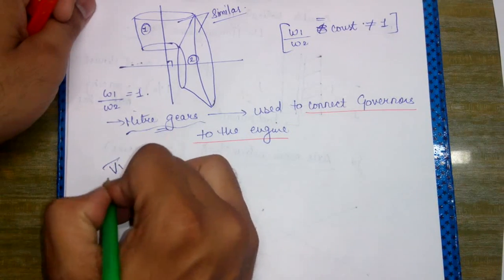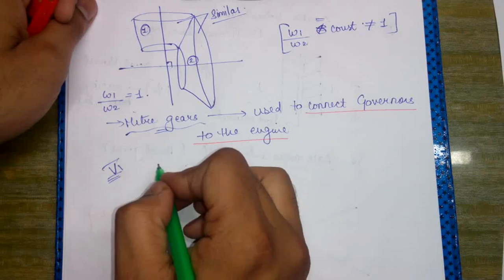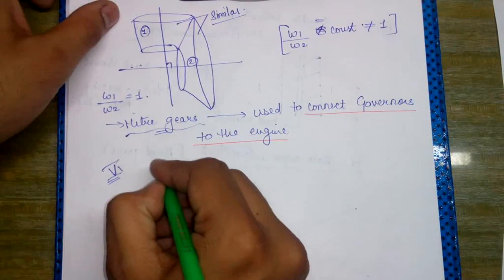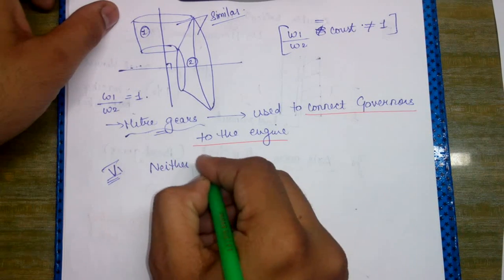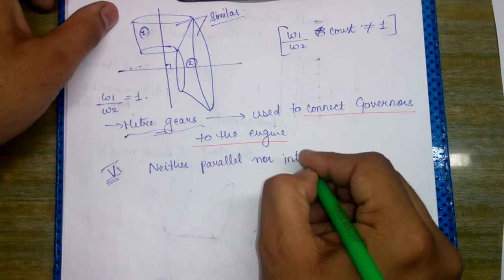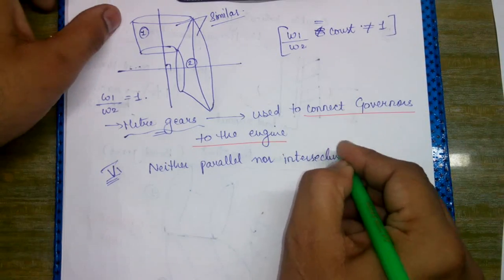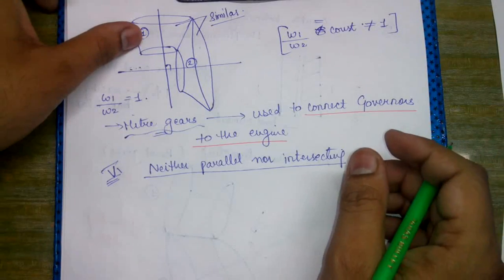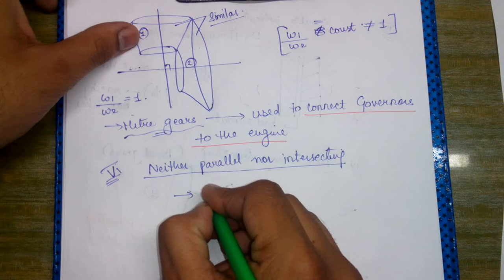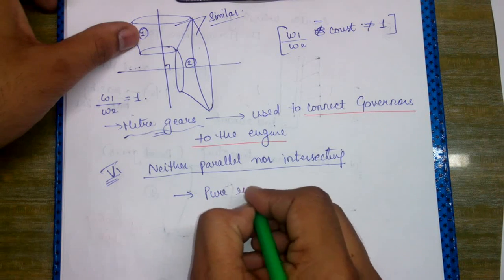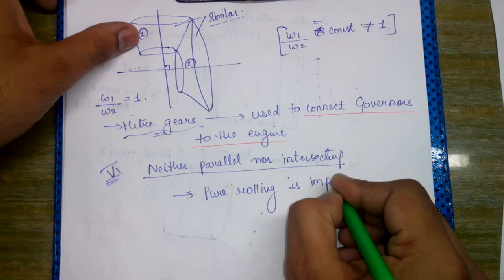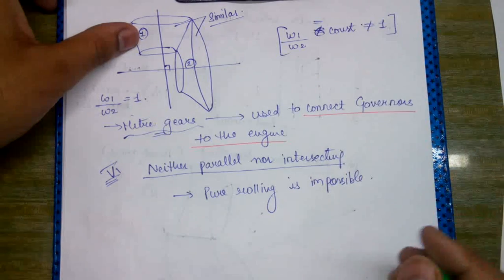The fifth type of gear that we'll be discussing is when both the axes are neither parallel nor intersecting. So when the axes are neither parallel nor intersecting, then such type of gears have the following features. Pure rolling is impossible in such type of gears.